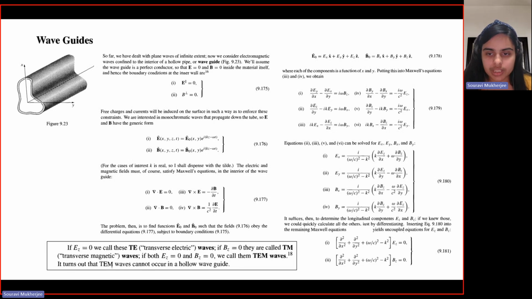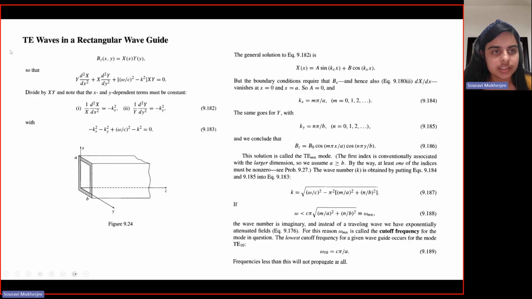Okay, so now we want to see how we can use these relations to find Ez and Bz and therefore all the other components, right? So here, let us consider TE waves. What do we mean by TE waves? That means transverse electric waves. Because it's transverse electric, that means Ez is zero. Transverse electric means the electric field is transverse to the direction of propagation of the wave. That means there should be no component of electric field in the propagating direction. So Ez is zero. So you only have Bz.